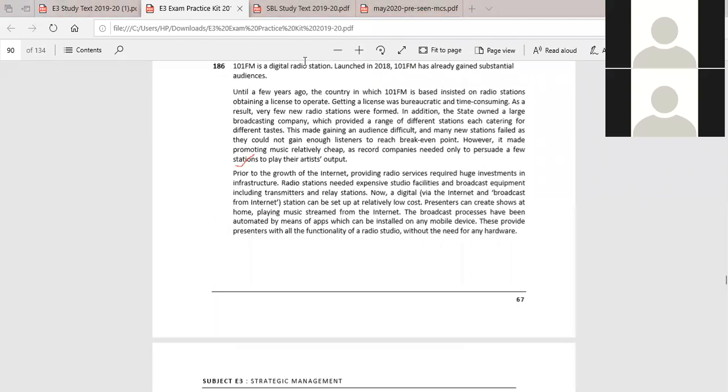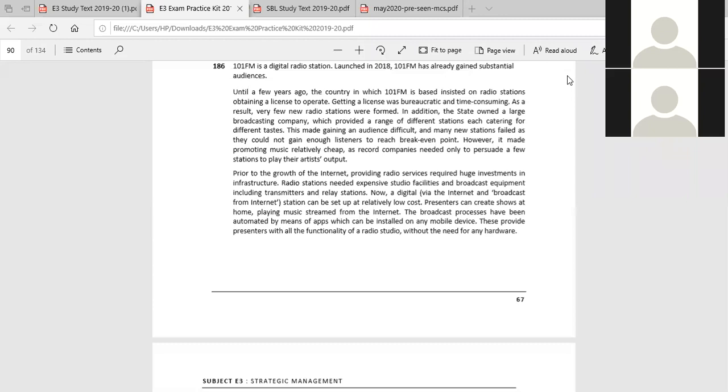101 FM is a digital radio station launched in 2018. 101 FM has already gained substantial audiences. Until a few years ago, the country in which 101 FM is based insisted on radio stations obtaining a license to operate. Getting a license was bureaucratic and time consuming. As a result, very few new radio stations were formed.